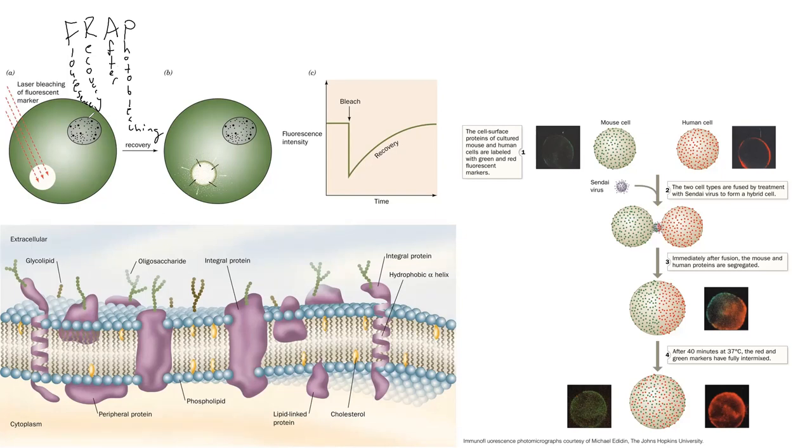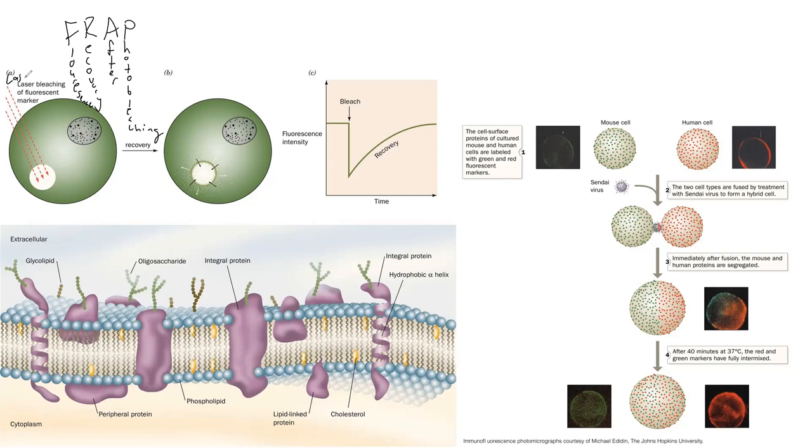What FRAP is, is that you take a molecule and you add a fluorescent tag to it. So you make it fluorescent. And this can be a protein, this can be a lipid, whatever. And here, our protein is green. And this thing in the middle right here is the nucleus, I believe. But it's green, so this protein is evenly spread out inside the cell.